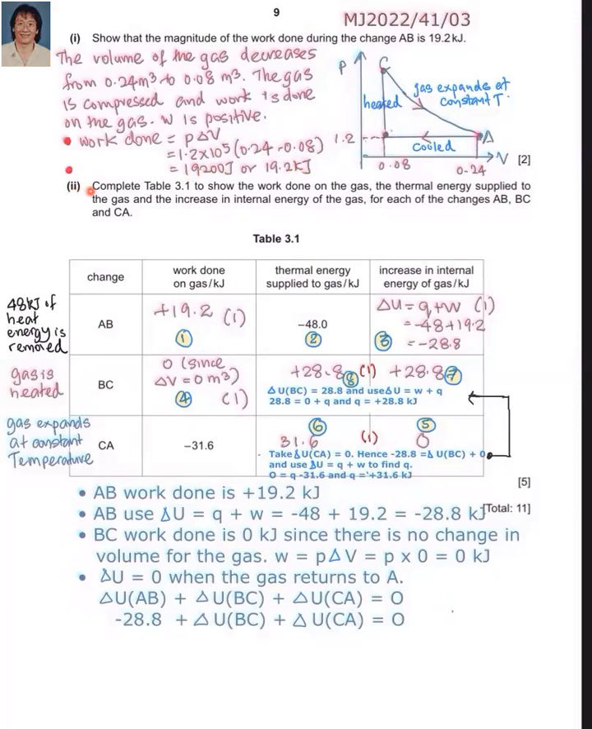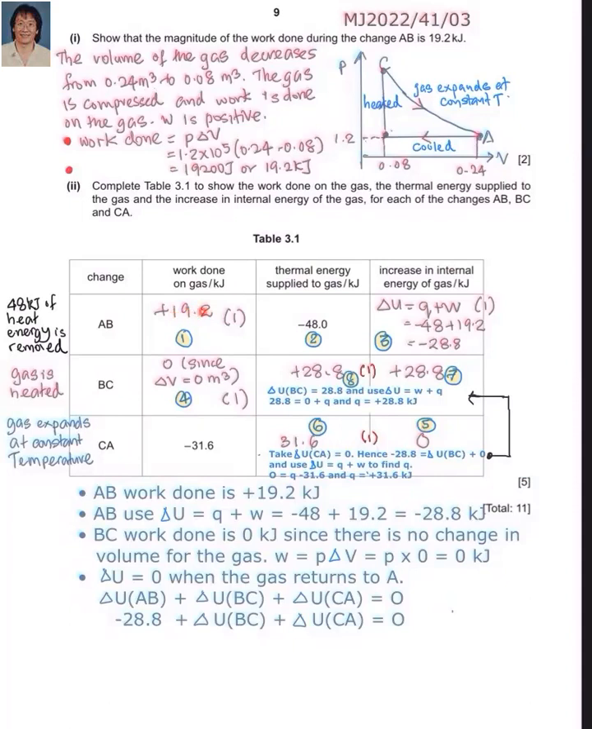Then for part 2, complete table 3.1 to show the work done on the gas, the thermal energy supplied to the gas, and the increase in internal energy of the gas for each of the changes AB, BC, and CA. The numbers 1, 2, 3, 4, 5, 6, 7, and 8 represent the sequence of thinking. This question carries 5 marks. The first mark is to put positive 19.2 kilojoule here. This is because work is done on the gas. Energy is given to the gas.